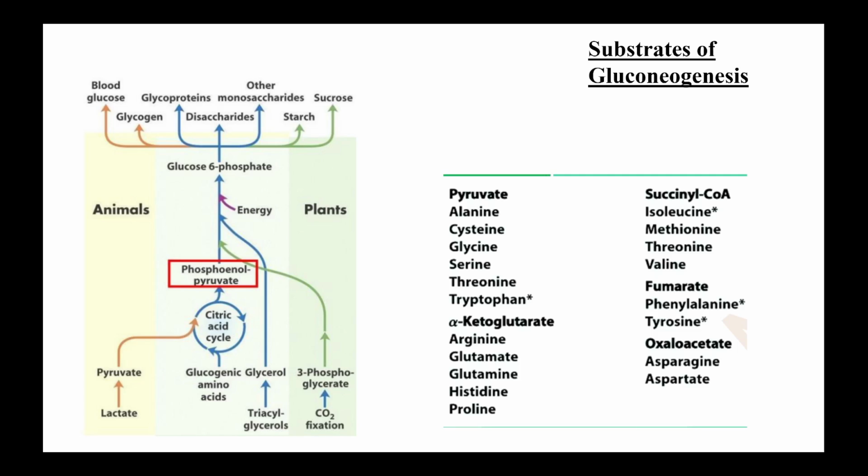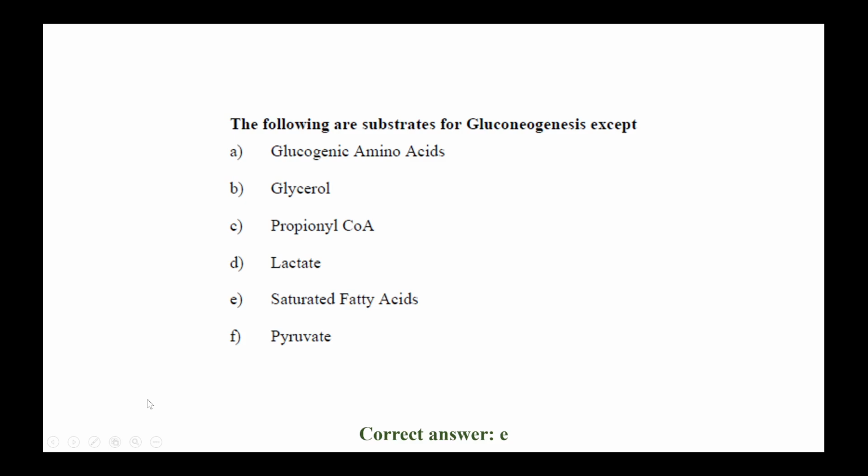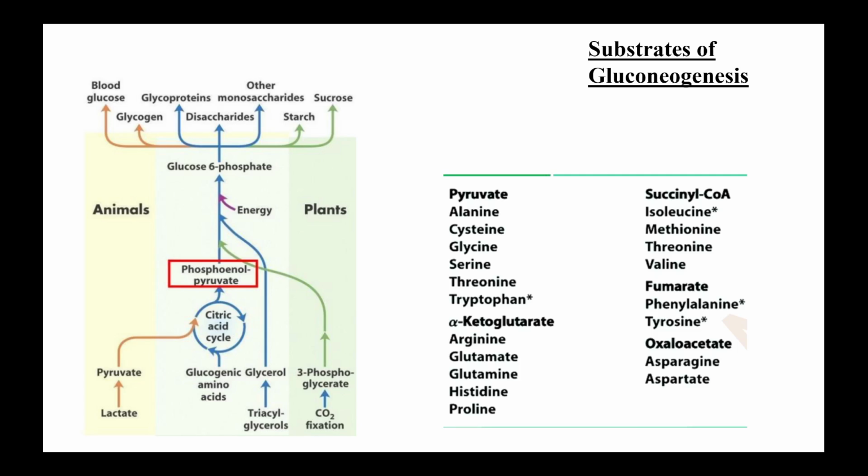So here are the different substrates of gluconeogenesis. As I've mentioned in the options: glucogenic amino acids, glycerol, propionyl coenzyme A, lactate, and pyruvate. All of them can enter the gluconeogenic pathway. I told you gluconeogenesis is nothing but the formation of glucose. Glycolysis was the breakdown of glucose. In this case, we are making more glucose.